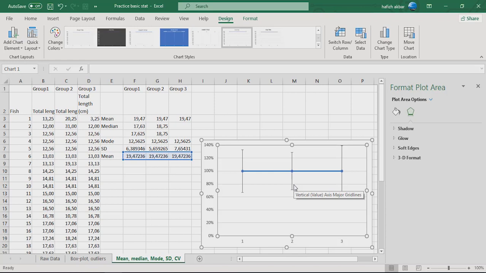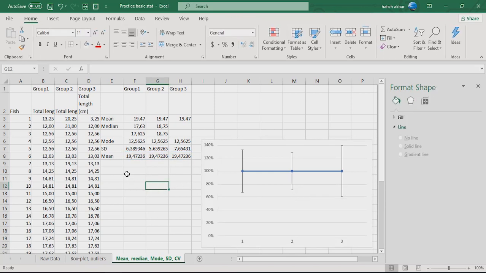Any question? And finally, we calculate coefficient of variation, which is standard deviation divided by mean and multiplied by 100. So we got 32 percent.